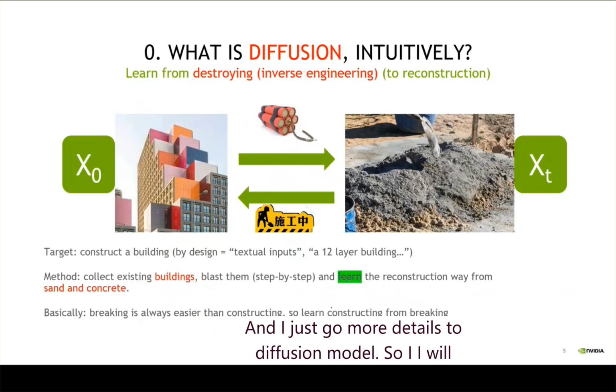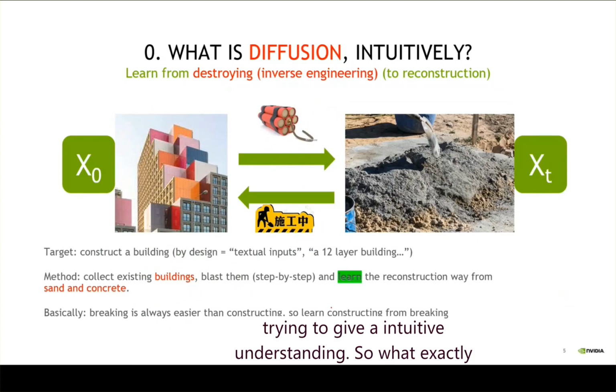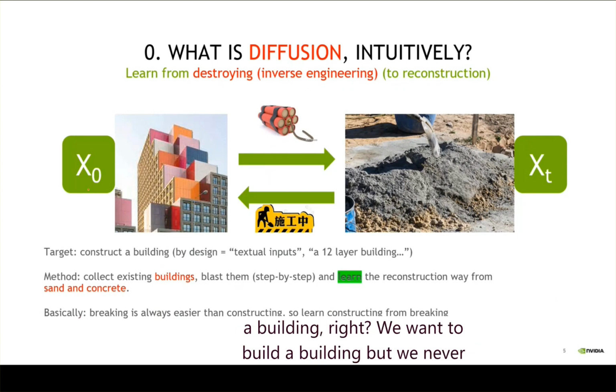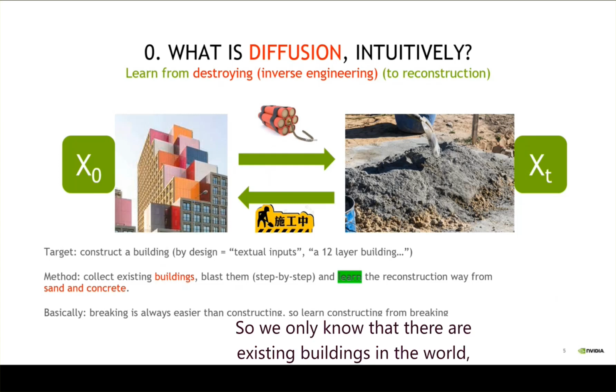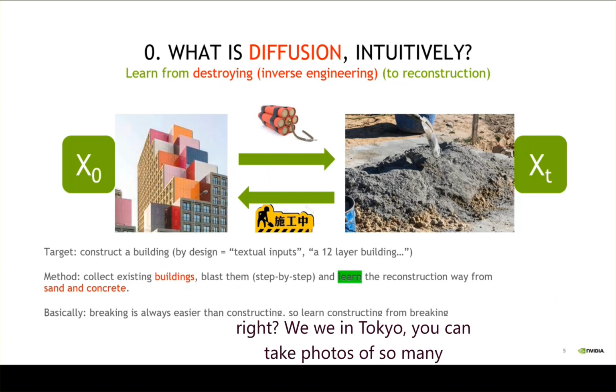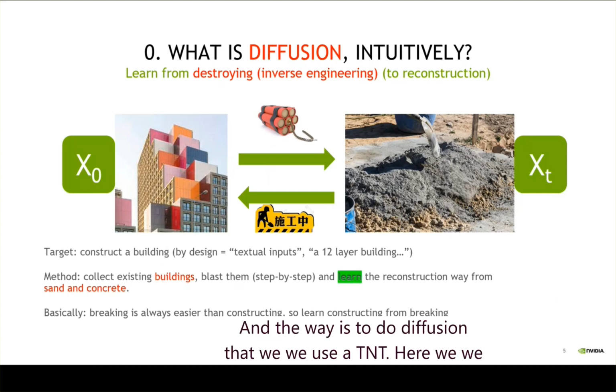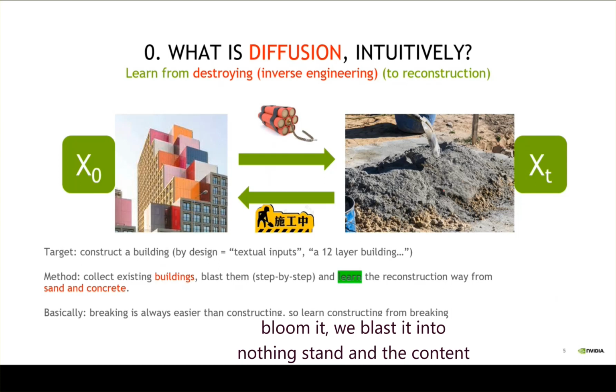And now, to go into more detail on the diffusion model, I'm trying to give an intuitive understanding. What exactly is diffusion, and how do we do it? Suppose we want to build a building, but we never know how to build one. We only know that there are existing buildings in the world. In Tokyo, you can take photos of so many buildings, right? And the way is to do diffusion. We use TNT here. We blast it into nothing, sand and concrete. And then every step we destroy the building, we learn how to construct it. This is basically the basic idea.